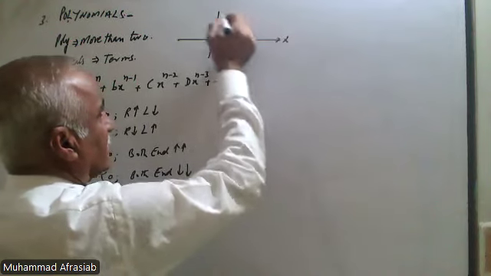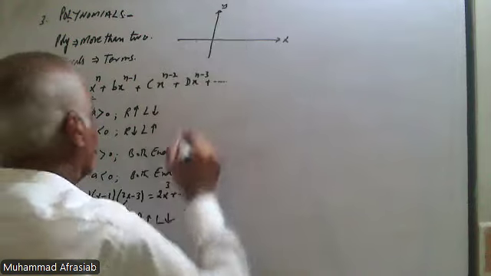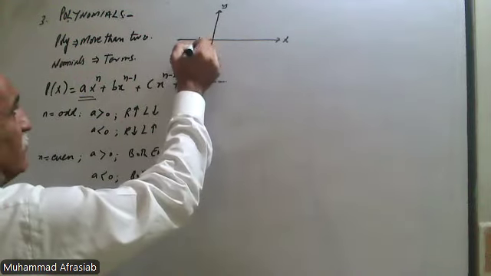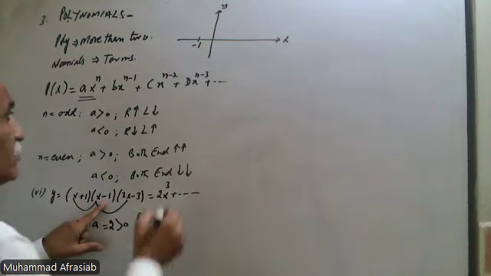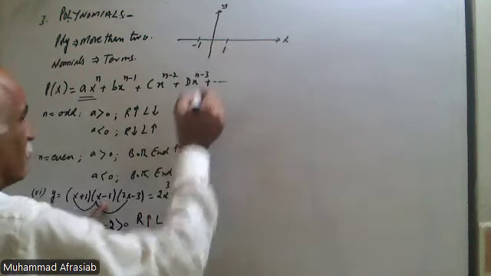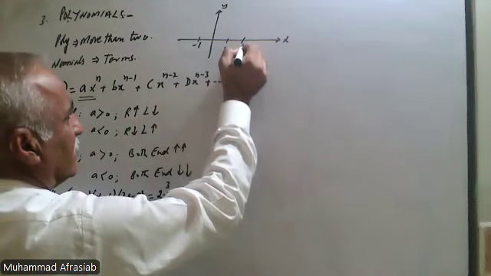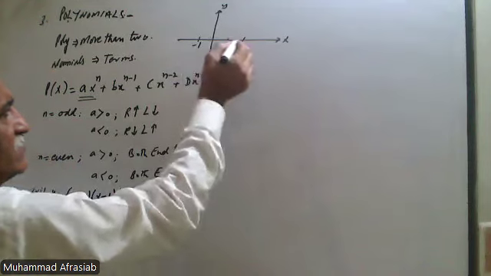This is the x-axis, this is the y-axis. If this one is equal to 0, then its value will be equal to minus 1. If this is equal to 0, then its value will be equal to 1. And if this is equal to 0, then its value will be 3 by 2. This is the number line system of that graph.